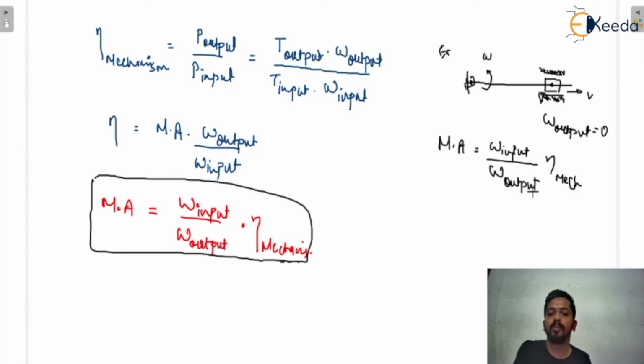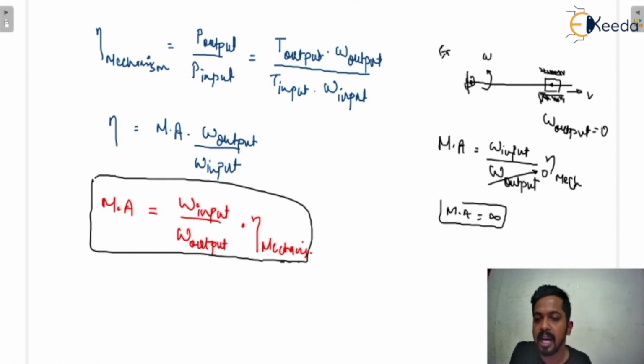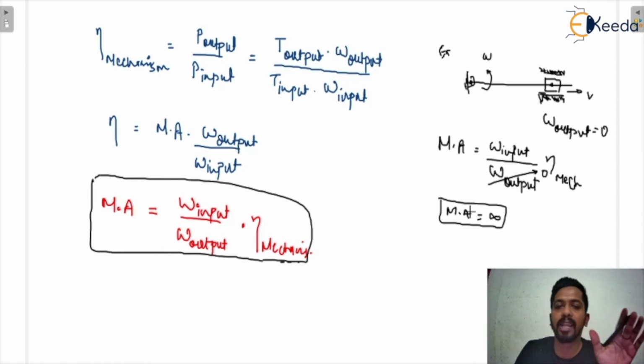Now just put omega output equal to 0, because this is 0 for that mechanism, and we will get mechanical advantage equal to infinity. So that is the answer for this mechanism. Now I hope you are able to understand how we can calculate the mechanical advantage. Okay, everything is clear to you.